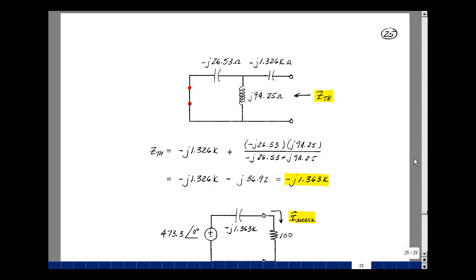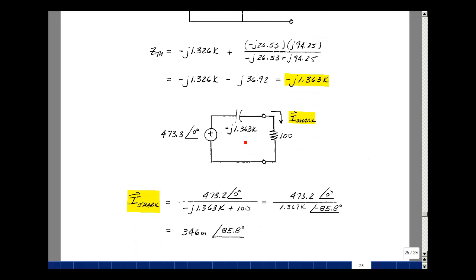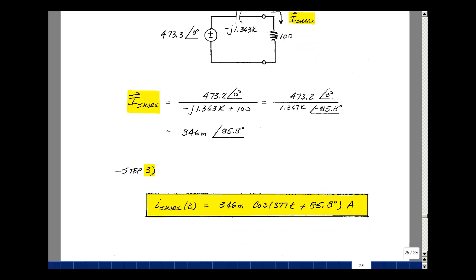Now I have my Thevenin equivalent circuit with my Thevenin voltage and my Thevenin impedance, and now I put the load back on, and I can find the loop current in here by taking the voltage and dividing by the total impedance. So adding these two together, which we've done before, we have a magnitude of 1.367K, and the angle is minus 85.8. So the ratio of these two turns out to be 346 milliamps, and the angle is just the angle of the numerator minus the angle of the denominator, which is a plus 85.8. And so then in step 3, putting the cosine of omega t between the magnitude and the angle, we find the same result we found previously.